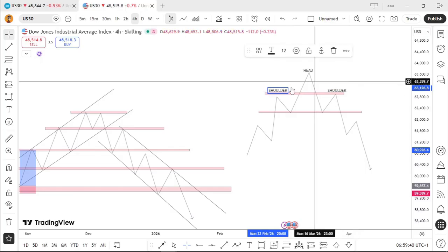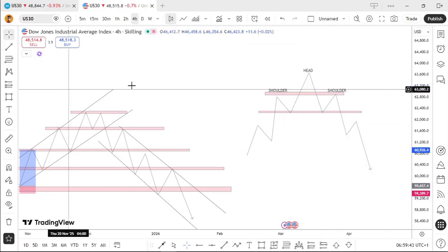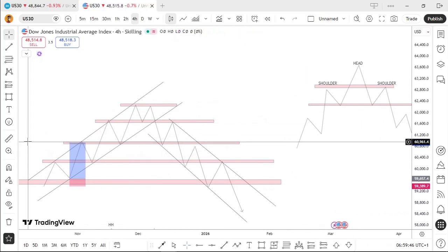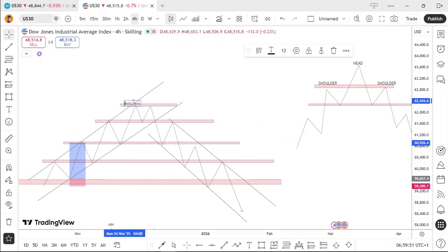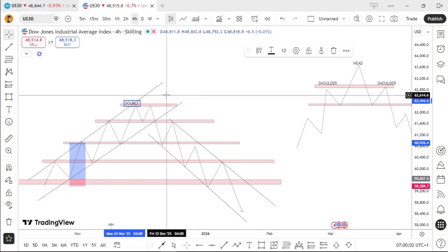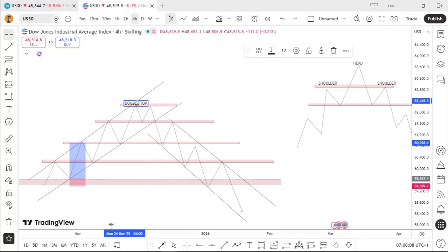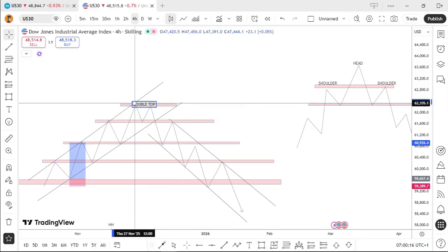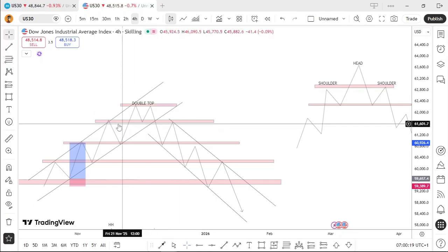So these are the shoulders. Head and shoulder. And this is also called a double top. So this is a double top chart pattern.